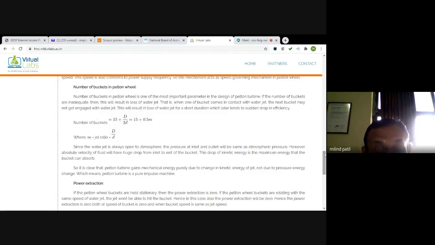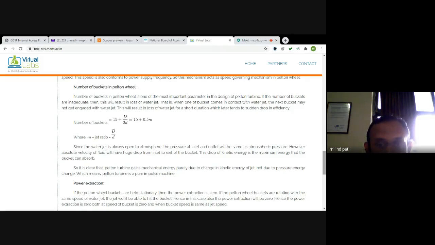Remember, a larger diameter of a runner will always be good because that can have a larger spacing of buckets. But remember, if the diameter of the runner is very small, then the spacing between the buckets will go on decreasing. And it may happen that after striking one of the buckets, the jet will try to strike or interfere with the path of the incoming bucket. So that is why this jet ratio is really important to consider.